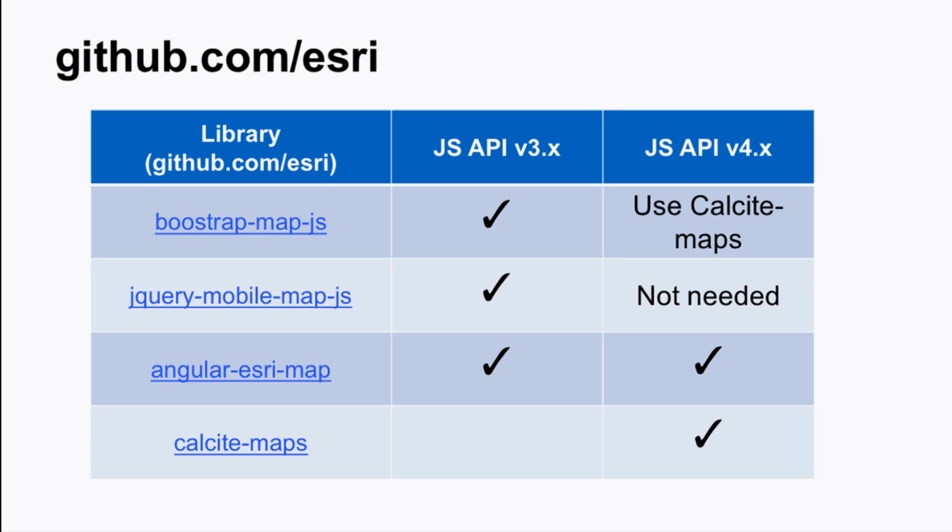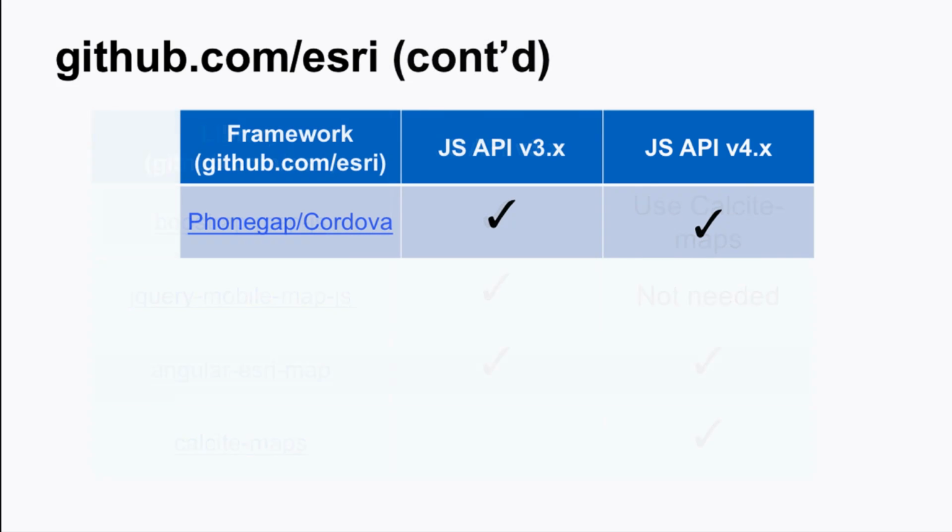There's also a jQuery mobile map sample out there on github.com/Esri. That's specifically for the JavaScript API version 3. You don't need it at all in version 4. Angular Esri Map is for Angular 1. Are any of you doing Angular 1 development? A few. Angular 1 works with both JS API version 3 and version 4. And of course, Calcite Maps, which Lloyd was talking about, is primarily for API version 4.